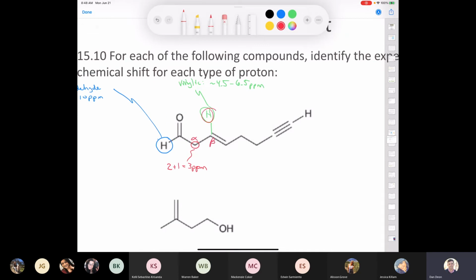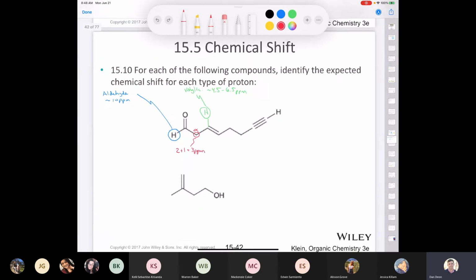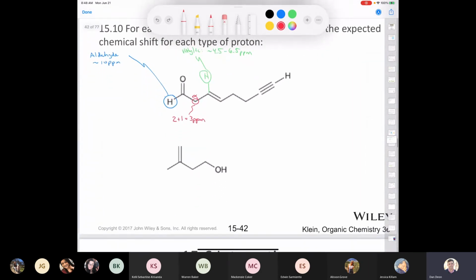So technically this is a beta proton. So you would add 1/5 of 1 part per million, so 0.2. But I think the reason he didn't write 4.7 to 6.7 is because the effect is so small that it's not really great enough to change it that much. So I think that's probably why he left it out.